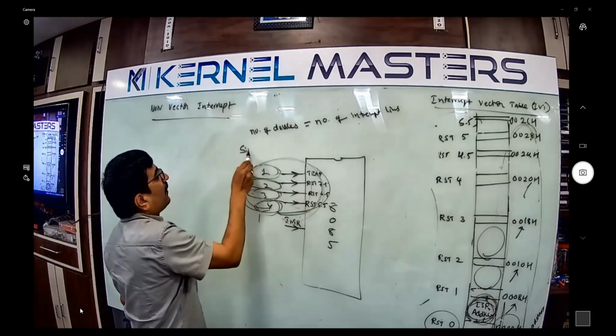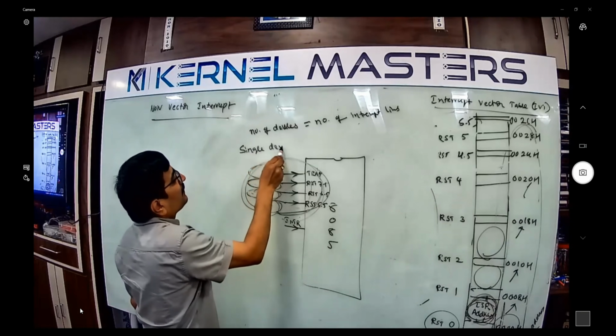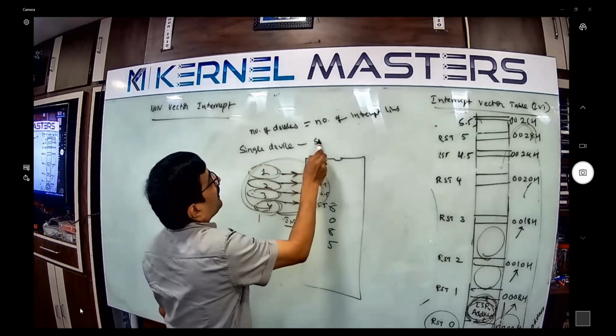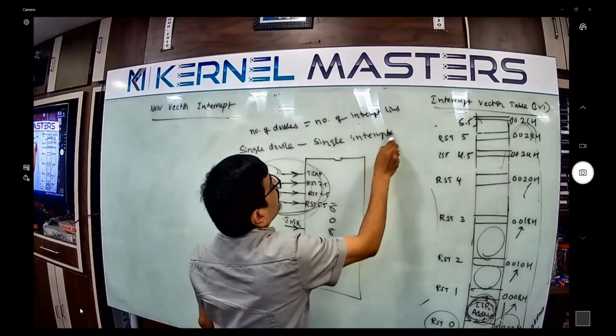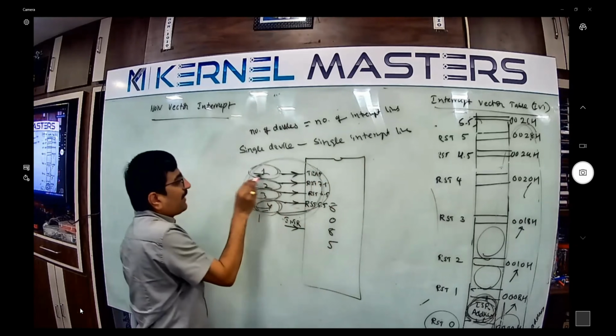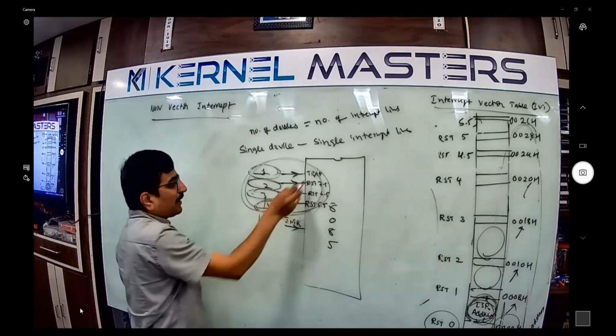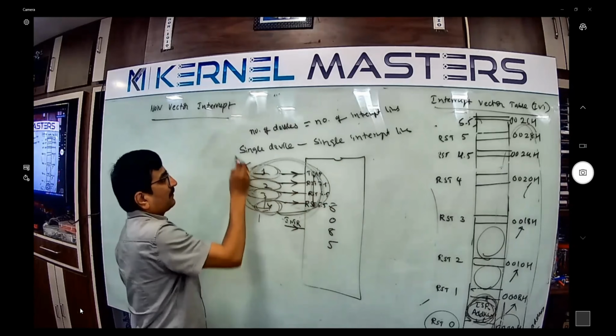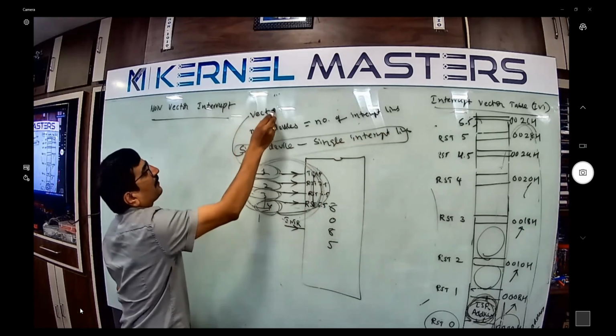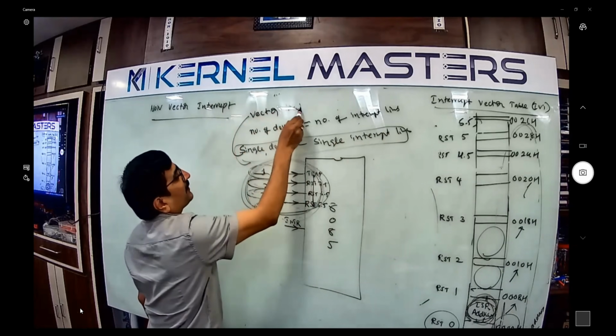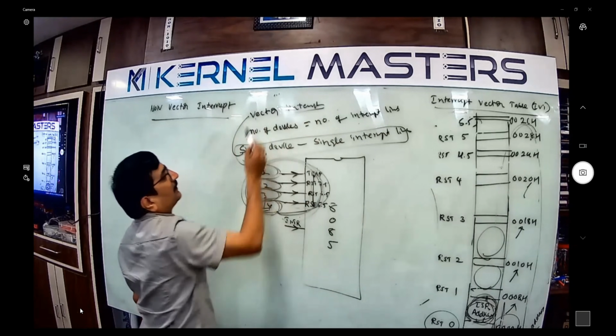You can also describe this as single device, single interrupt line. Every device has its own interrupt line. This is the methodology, and the vector interrupt follows this method. That's why the vector interrupt is not good actually.